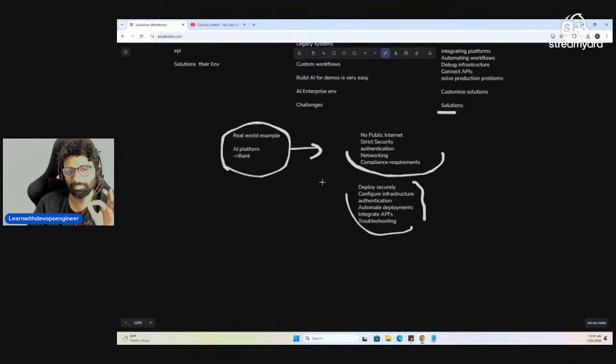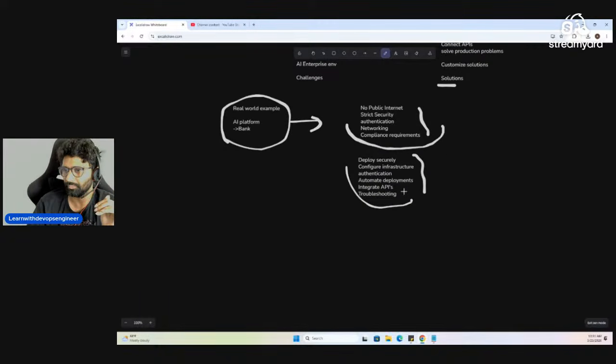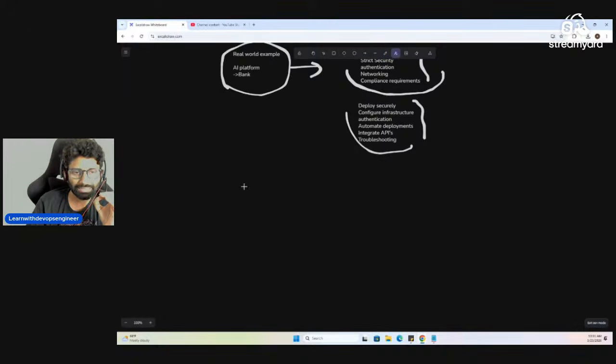These are very simple things. If you go to a bank, you have to follow these things. These are very few things I'm telling you; I'm not explaining everything. Just for your understanding, an AI platform wants to sell its solution to a bank. The bank will have these particular problems, and the engineer should have these kinds of solutions to provide to the bank.